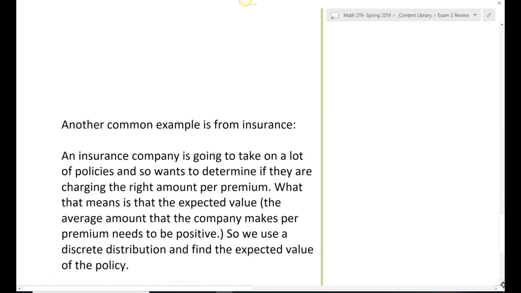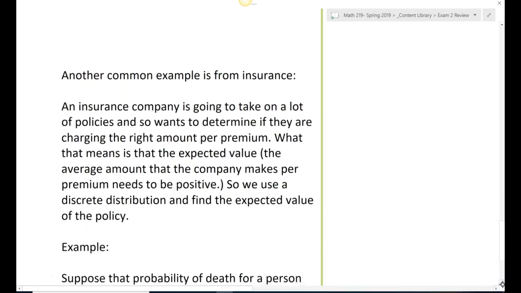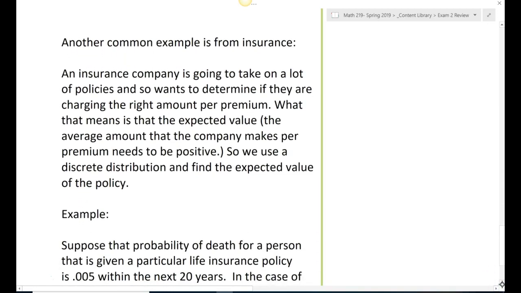Let's try one more. Let's try another common example from expected value, which is from insurance. So an insurance company is going to take on a lot of policies. So they're going to do this a lot. That's like your law of large numbers. They're going to take on lots and lots of policies. So any one policy might pay off because somebody could die, right? But then it's going to be offset by the one that doesn't pay off and who doesn't die, right? So they get to keep all the premiums at that point, okay?